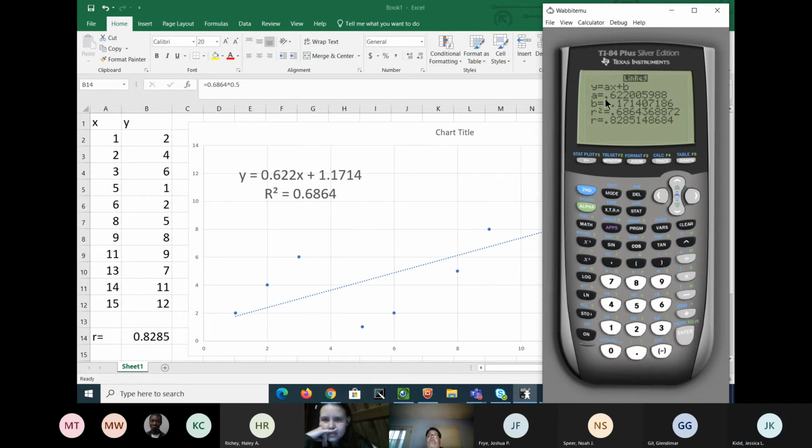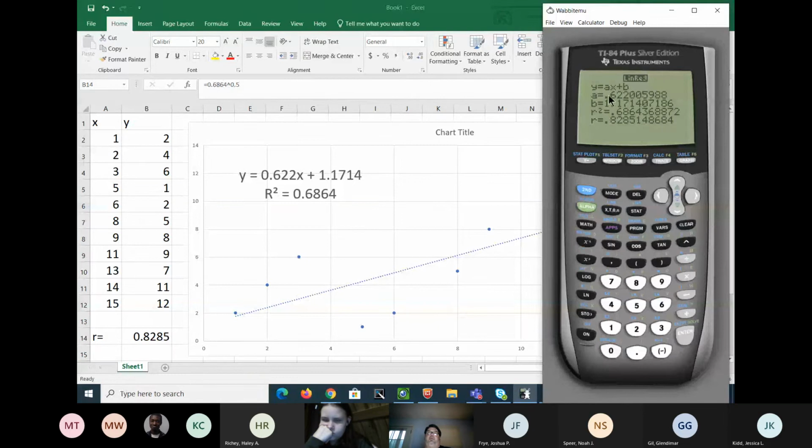Look at there. What is M? M is 0.622. What is my B? What is my y-intercept? 1.17. What is R? 0.8285. Now I'm going to show you how to plot it. So you just found y is equal to mx plus b.